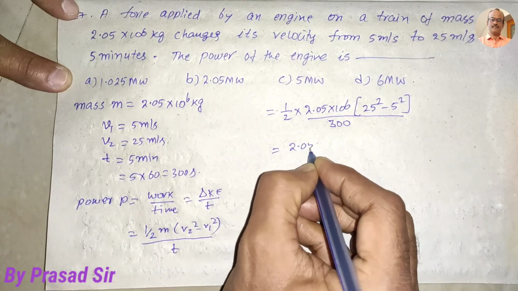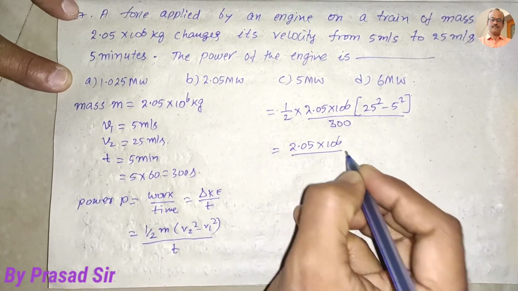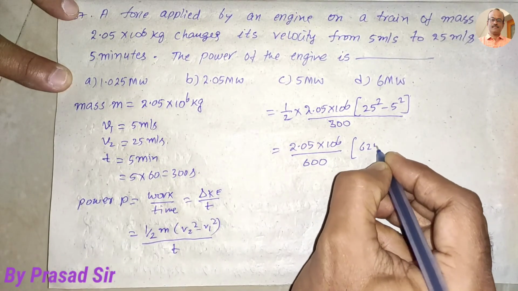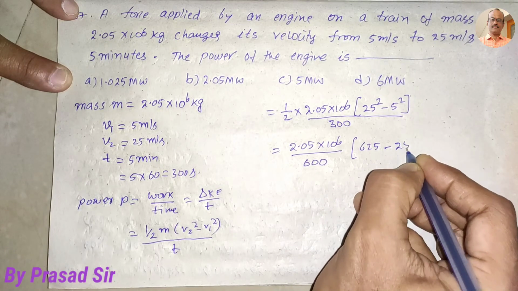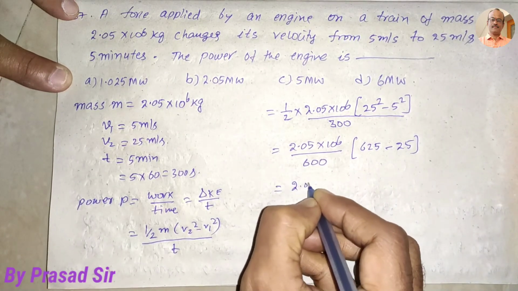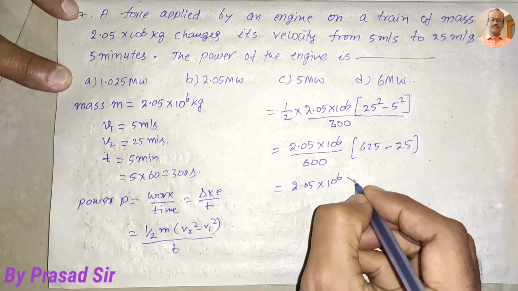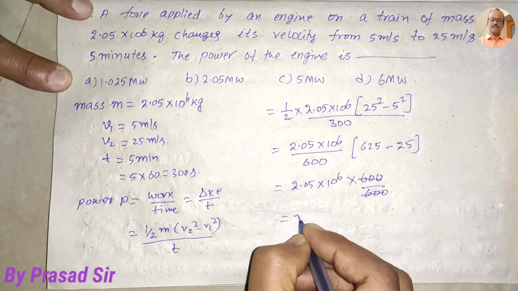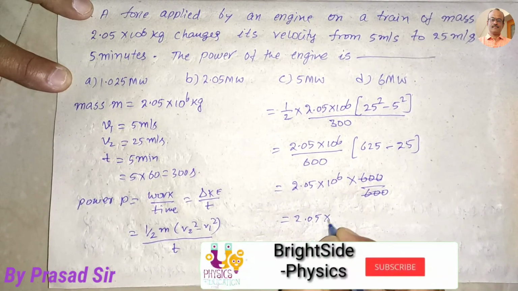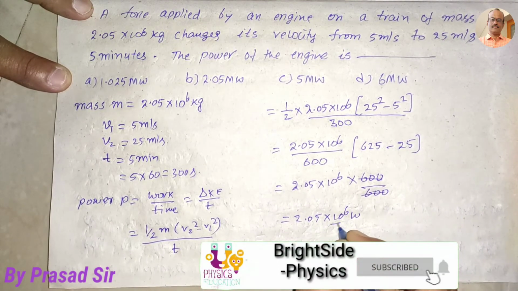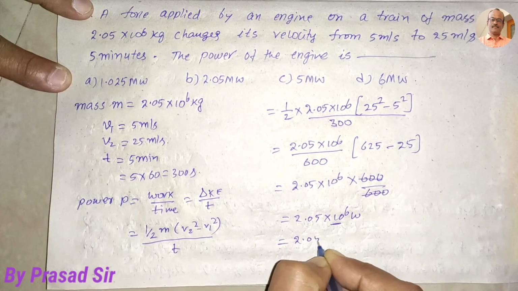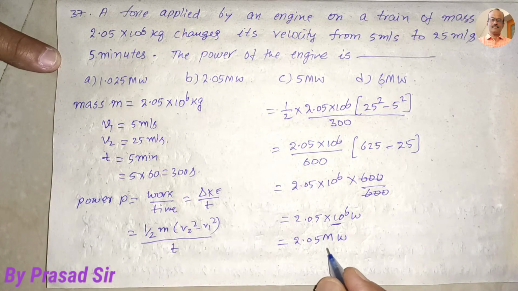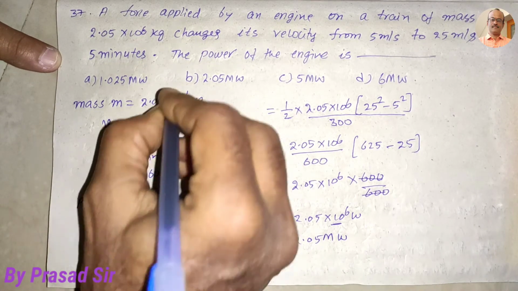That is 600. So 2.05 into 10 to the power of 6 divided by 600 times 25 square minus 5 square, 625 minus 25, is equal to 2.05 into 10 to the power of 6 into 600 divided by 600, which gets cancelled. So 2.05 into 10 to the power of 6 watts, but 10 to the power of 6 is nothing but mega. So the solution is 2.05 megawatts. The option is B.